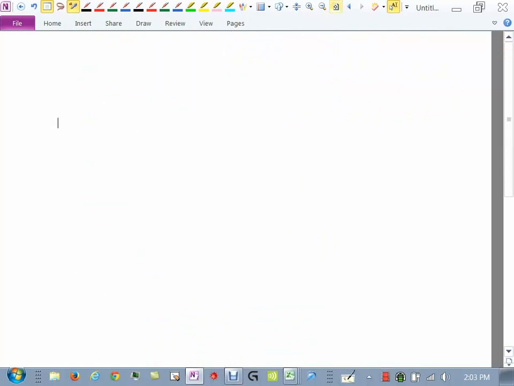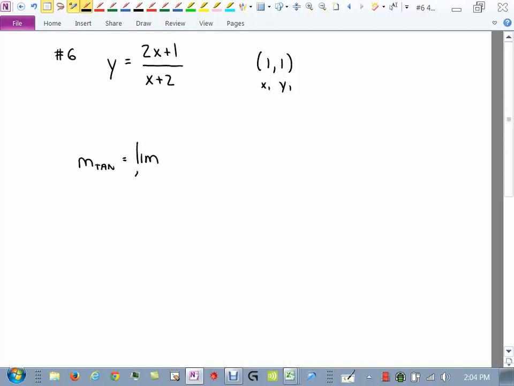Same exact thing. This is number 6 off page 81. Gives you y equals 2x plus 1 over x plus 2. And we're looking at the point 1, 1. So we already know our x1, y1 again. And so what we need to do is get the slope. We get to choose our definition of the tangent line, the slope of tangent line. So I'm going to go, let me use this one, limit x approaches a, which is 1, of f of x minus f of a, which is 1, all over x minus a, which is 1. So let's use that one. Let's just see where it takes us.